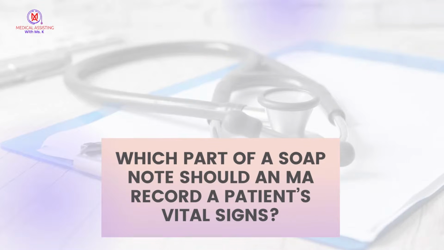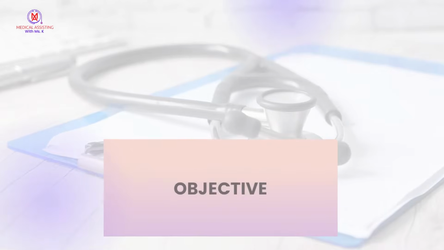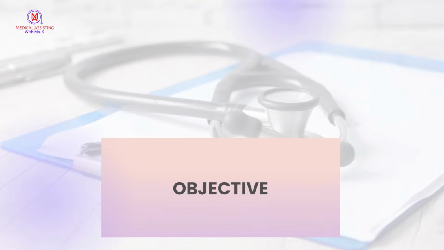So for those of you saying 9, technically you aren't incorrect, because some providers will begin giving HPV vaccines as young as 9 years old. But 11 to 12 is the answer according to certification. So which part of a SOAP note should an MA record a patient's vital signs? If you put objective, you are correct.